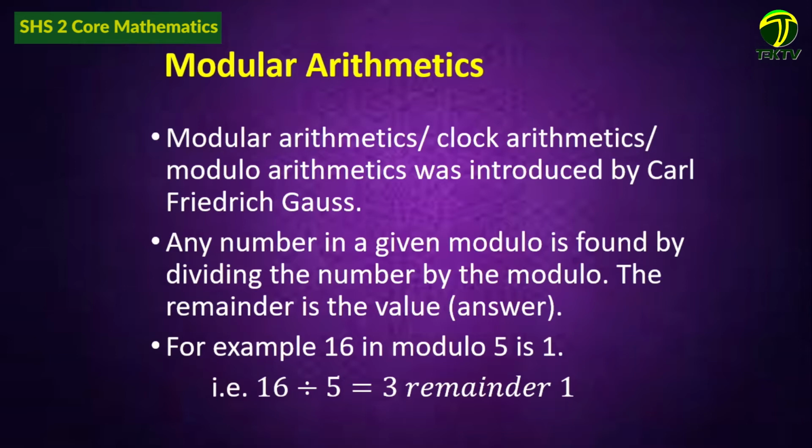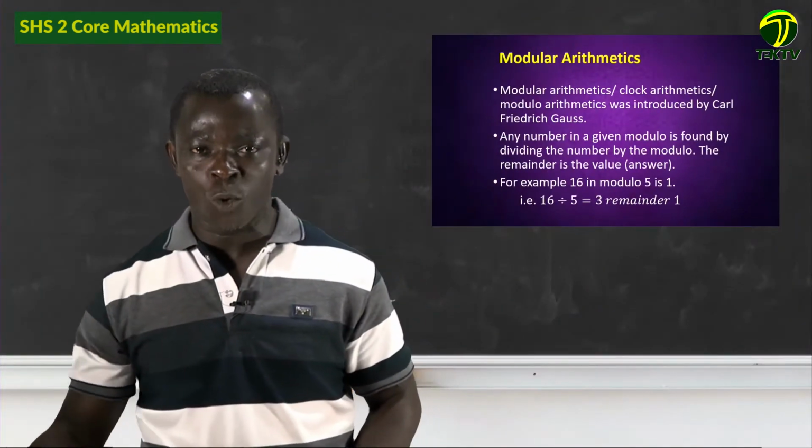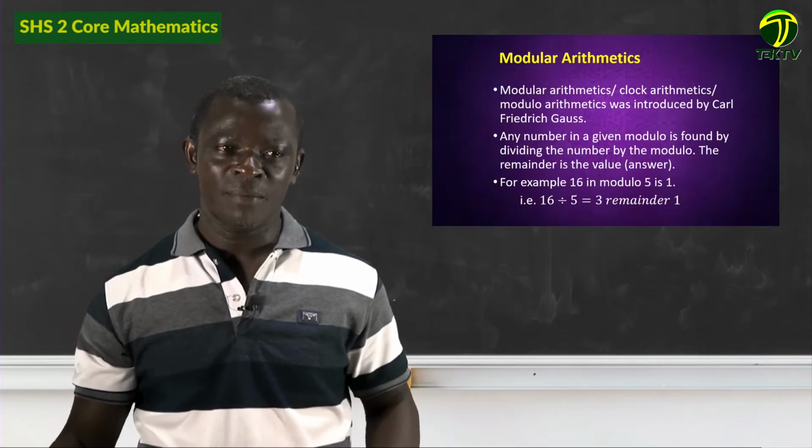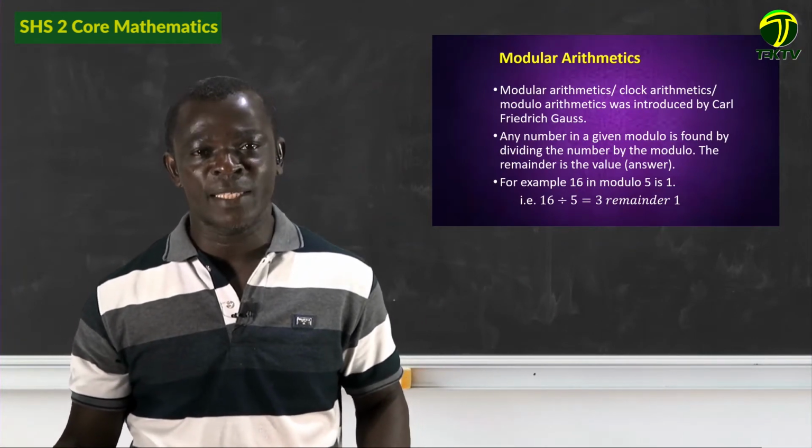The mod of a given number is obtained by dividing the number by the modulo. In this case, we are not interested in the whole number. We are interested in only the remainder. For instance, if you are asked to find 16 in mod 5, it means you are supposed to divide 16 by 5 and then take the remainder. In this case, 16 divided by 5 will give us 3, remaining 1. So it means 16 in mod 5 is equal to 1, but not the whole number. It's only the remainder that we are interested in.